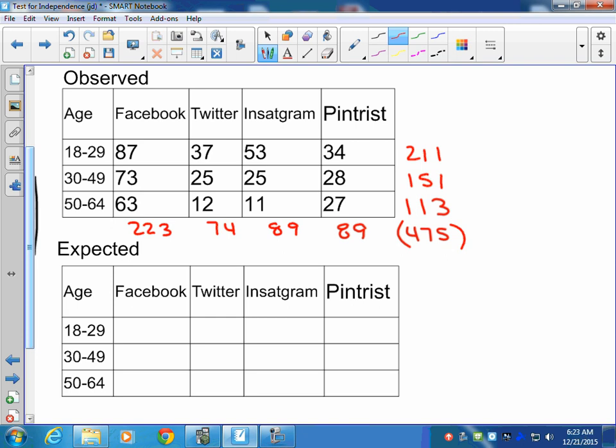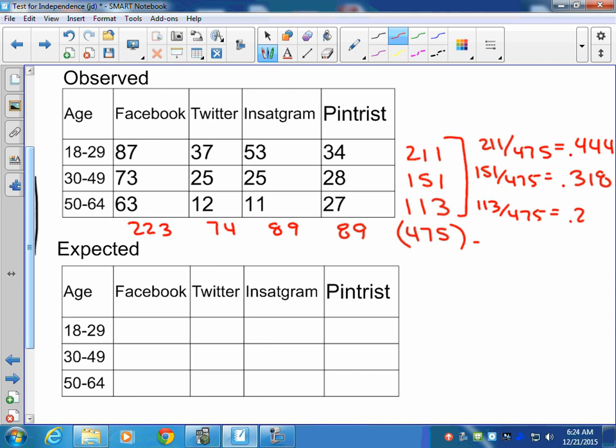Now, once we have that, we just need to know what proportion we are working with. If this is an independent situation, it is going to be distributed based on these values out of the 475. So we want to turn these into percentages. 211 out of 475 is 44.4%. And then we move on to our next age category. 151 out of 475 is 31.8%. And then our last category, 113 out of 475 equals 0.238.